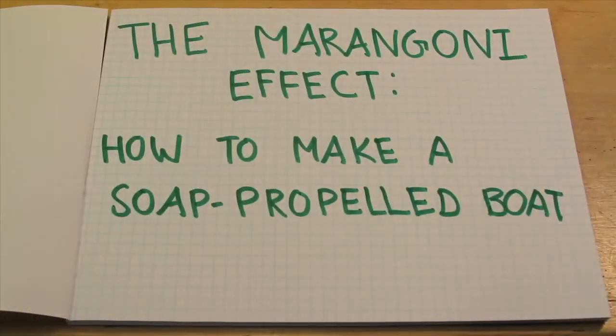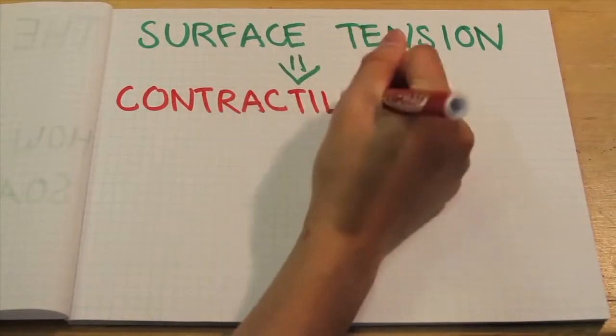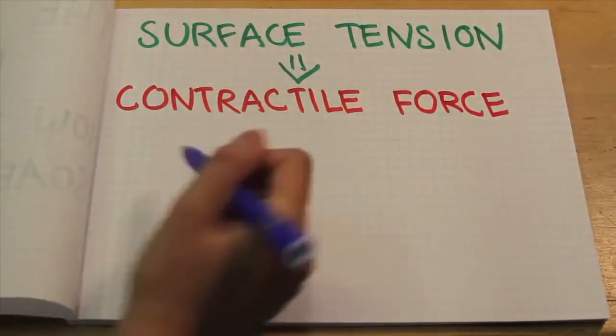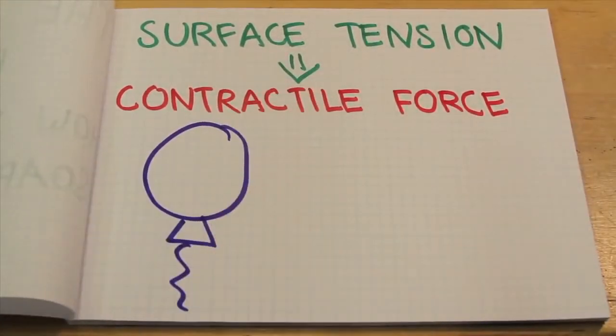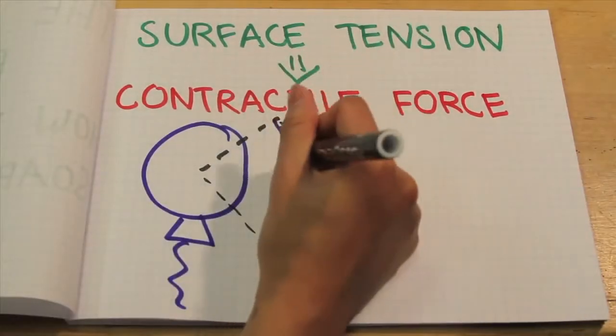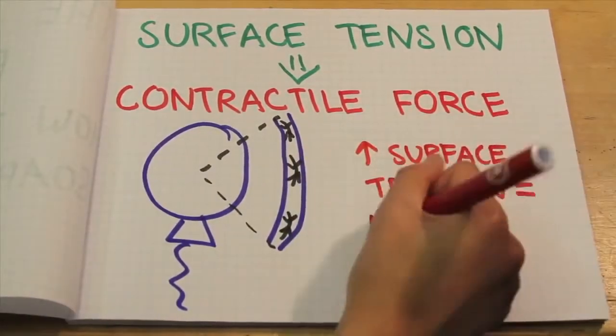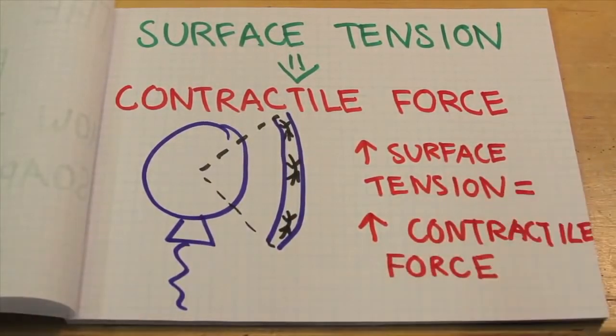What is the Marangoni effect? It is caused by a special property called surface tension. Surface tension is the tensile or contractile force on a surface. It acts similar to a stretched elastic membrane, kind of like a balloon. Every portion of the surface is pulling in on itself with a contractile force. If a liquid has a high surface tension, it means that this contractile force is high.